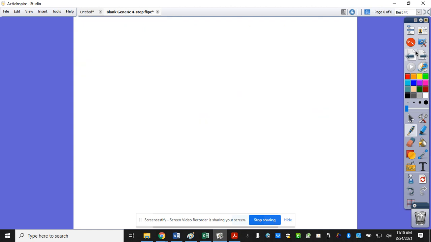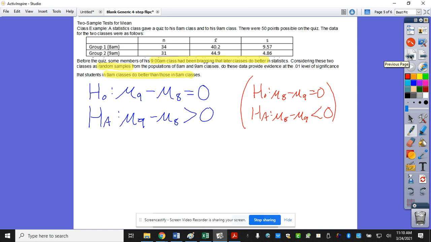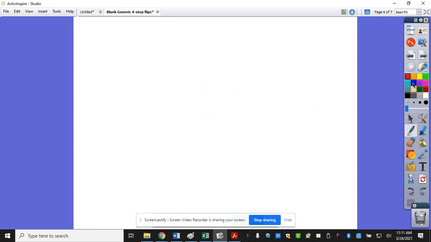Let's go ahead and write down our stuff. So if I chose to do 9 minus 8, the way my brain works, I need to write everything for 9 first so I don't mess myself up, because I would. So I'm going to choose to go ahead and write everything for 9 a.m. first. So what is our X bar for 9 a.m.? And then I'm going to write all my stuff for 9 a.m. first. So 44.9. Am I going to write S or sigma?